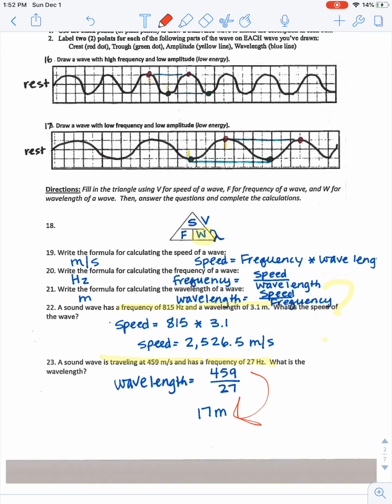And meters is my unit because they want to know the wavelength. And meters is my length. It's not my speed. It's not my frequency. It is the length of that wave.